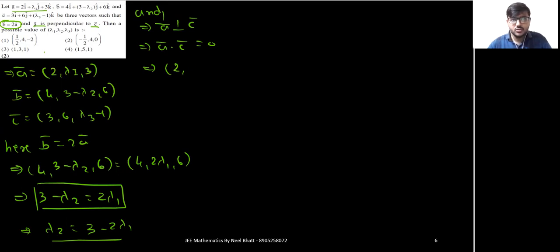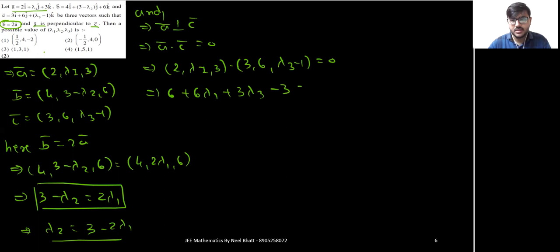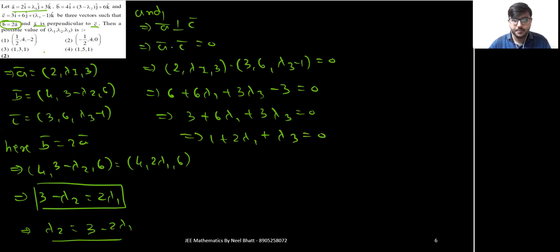So it is 2 lambda 1 dot 3, 6 lambda 3 minus 1 equals 0. So it will be 6 plus 6 lambda 1 plus 3 lambda 3 minus 3 equals 0. So we'll have 3 plus 6 lambda 1 plus 3 lambda 3 equals 0. So we'll get 1 plus 2 lambda 1 plus lambda 3 equals 0.